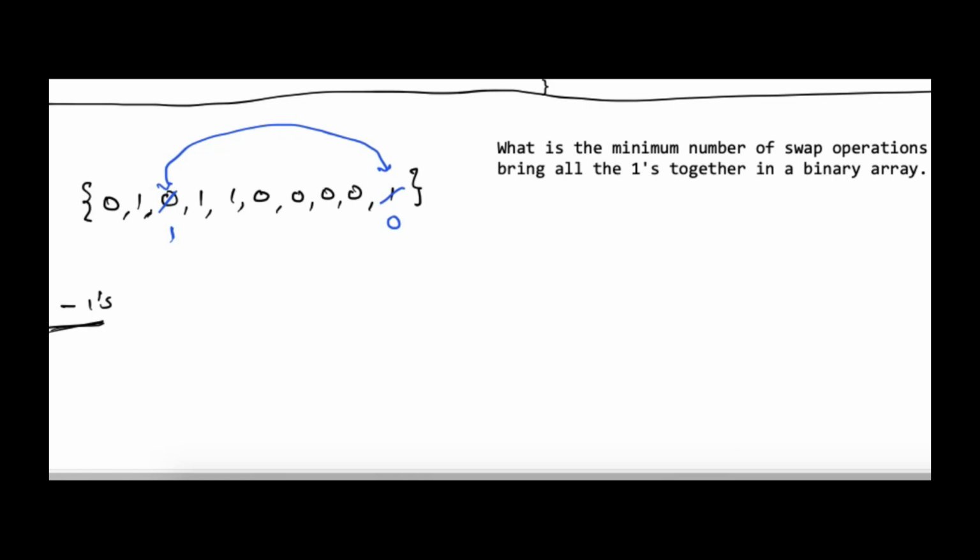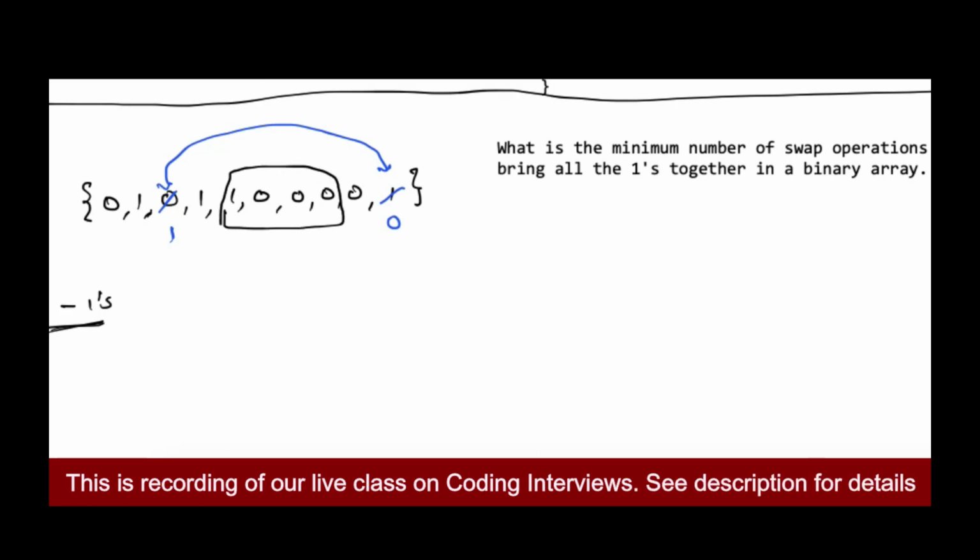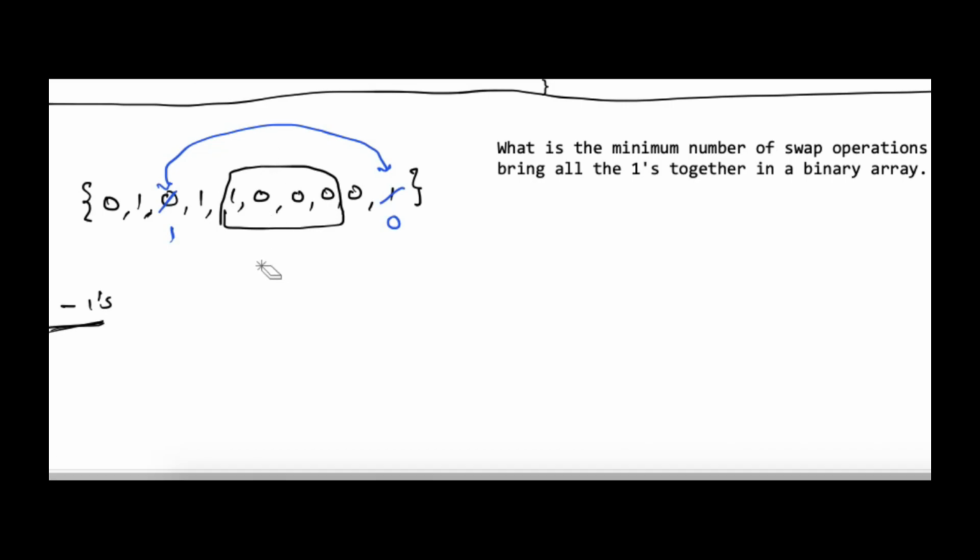For example, in these 4 elements, if I want to bring all the ones to these 4 positions, then I will have to perform 3 swap operations because there are 3 zeros. Similarly, if I want to bring all the ones to these positions, then I will have to perform 4 swap operations because there are 4 zeros.